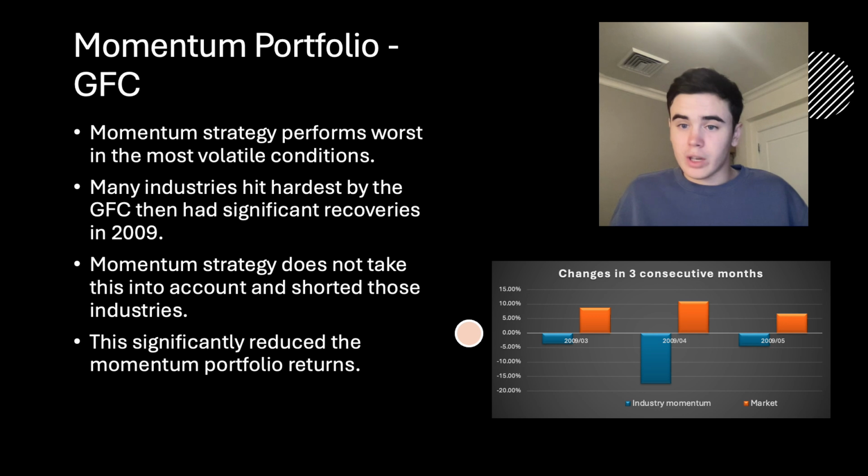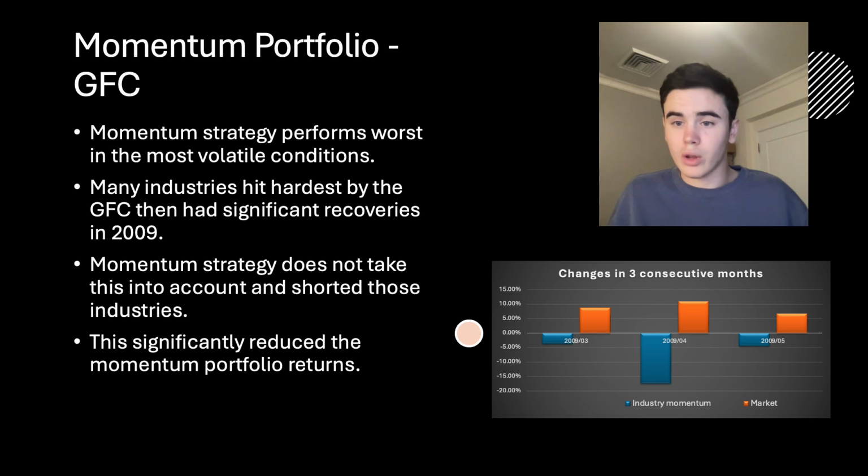The industry momentum strategy performs at its absolute worst when the market does not follow normal trends. For example, in the GFC, many industries experienced significant negative returns from the outset. However, these were precisely the industries that in turn experienced a substantial recovery following the GFC in 2009.